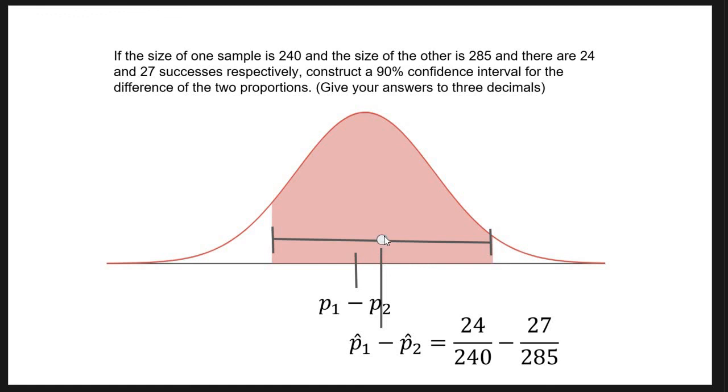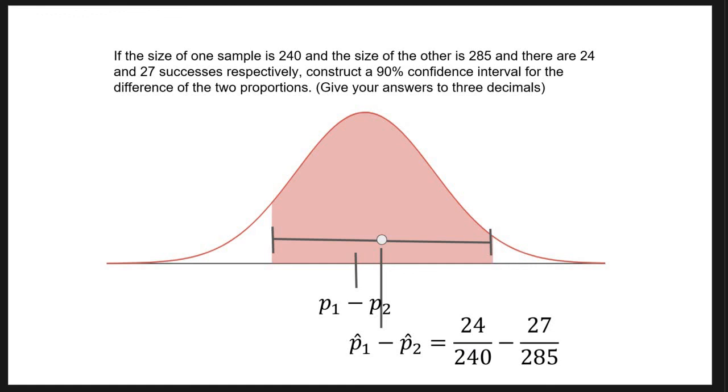And I'm going to try to capture 90% by adding a certain margin of error and subtracting a certain margin of error. I'm going to try to capture 90% of all the sample proportions in this sampling distribution of the differences of sample proportions. All right, so let's see.